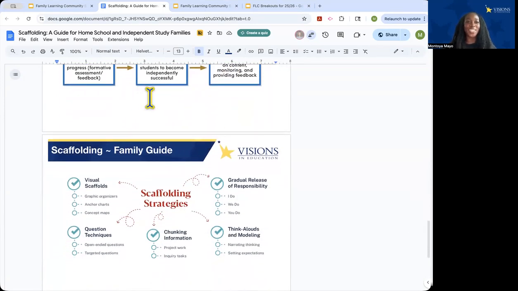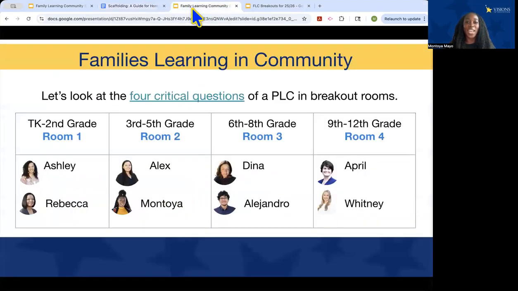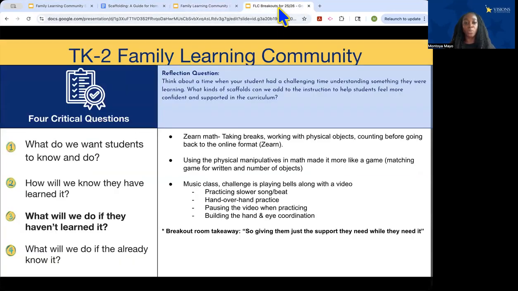And so after sharing this guide with families, we then dived into some amazing breakout groups with family partners. And this included breakout rooms for TK2, 3rd through 5th grade, 6th through 8th, and 9th through 12th. And within these breakout rooms, families discussed the following question. Think about a time when your student had a challenging time understanding something they were learning. What kinds of scaffolds can we add to the instruction to help students feel more confident and supported in the curriculum? And so this is what the TK2 family community discussed.